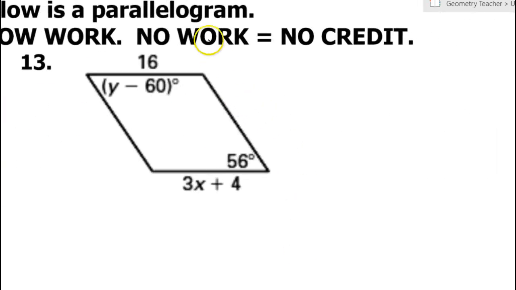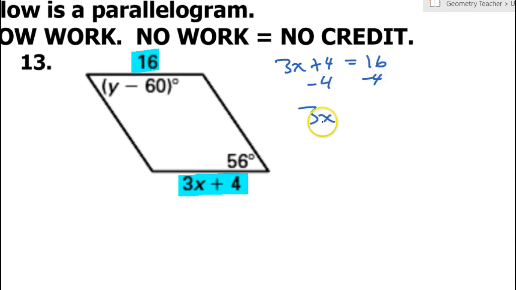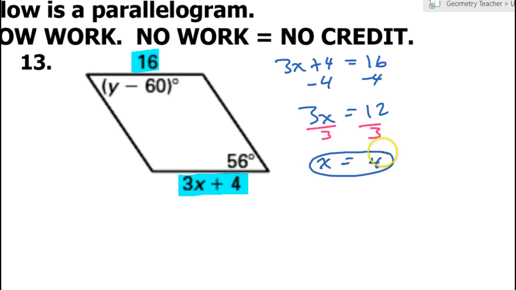Okay, number 13. Let's use the property that opposite sides are congruent. So for that reason, 3x plus 4 should equal 16. Subtracting 4 from both sides, I have 3x is equal to 12. And then dividing by 3, we see that x is equal to 4. So that's one variable.